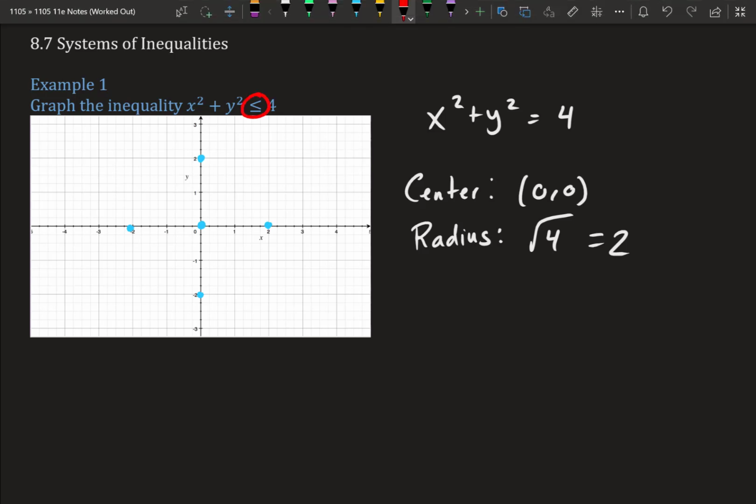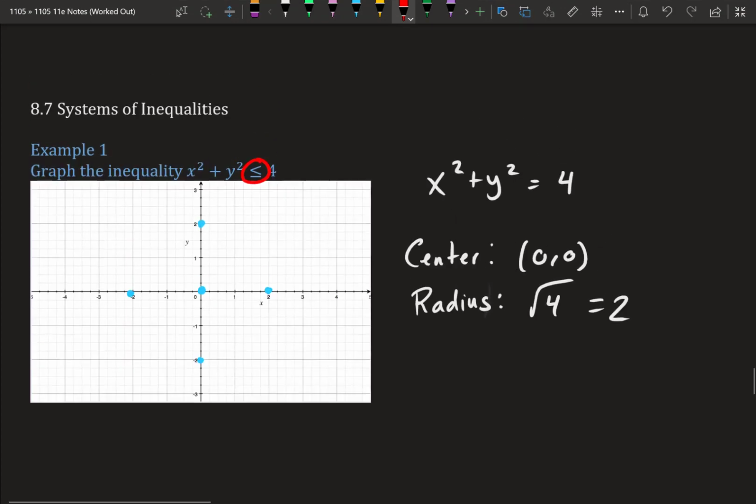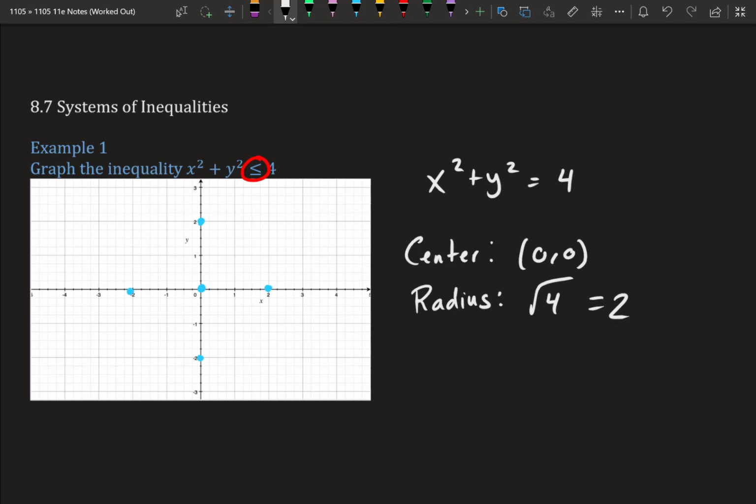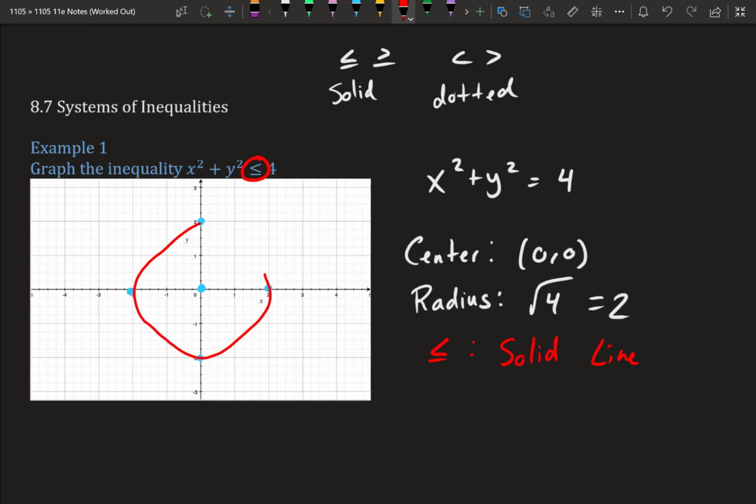All that symbol means is how do I connect the dots, and how do I shade? It's okay if you don't want to go back to intermediate algebra and remember this, I'll just write it out for you. Since we have that inequality symbol, it's going to be a solid line. So we're going to connect the dots using a solid line. Now we need to shade. We shade because of the inequality symbol.